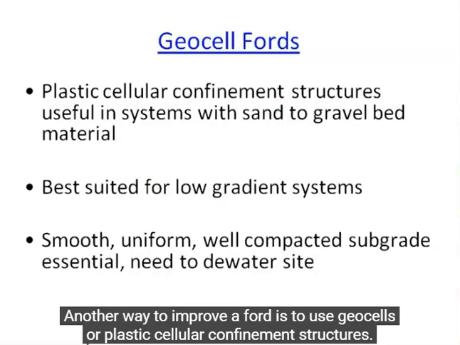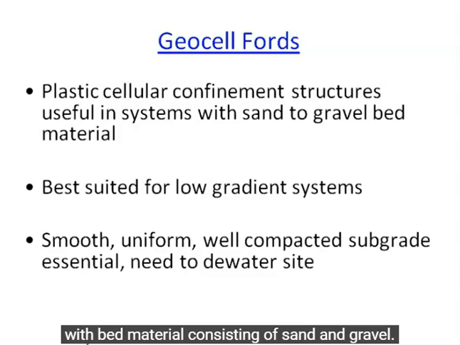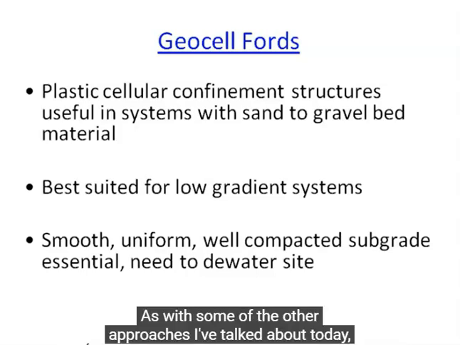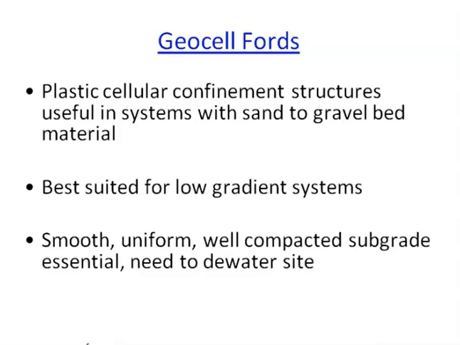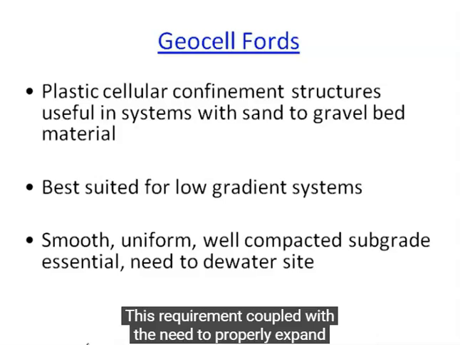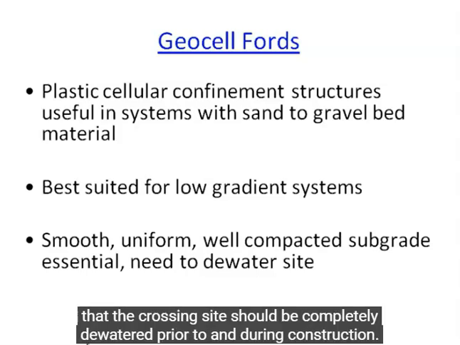Another way to improve a ford is to use geocells or plastic cellular confinement structures. This technology is best suited for low gradient streams with bed material consisting of sand and gravel. As with some of the other approaches I've talked about today, the subgrade for a geocell crossing should be smooth, uniform, and well compacted. This requirement, coupled with the need to properly expand and place the geocells before filling them, means that the crossing site should be completely dewatered prior to and during construction.